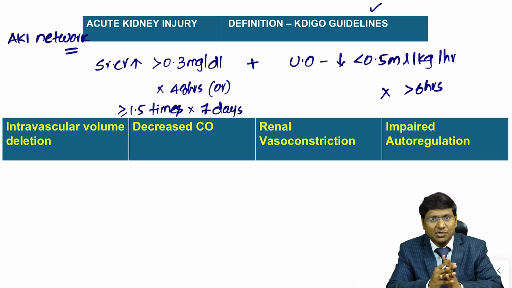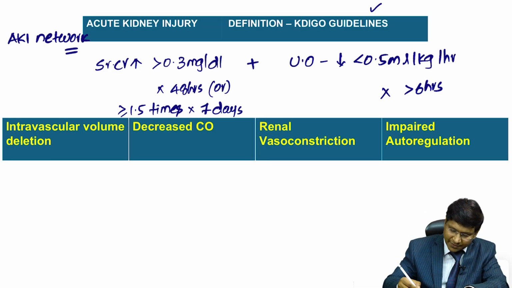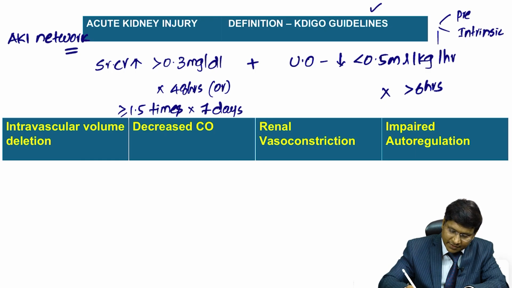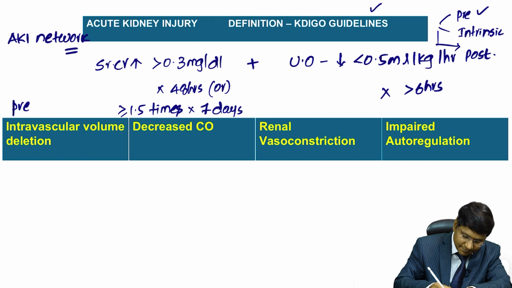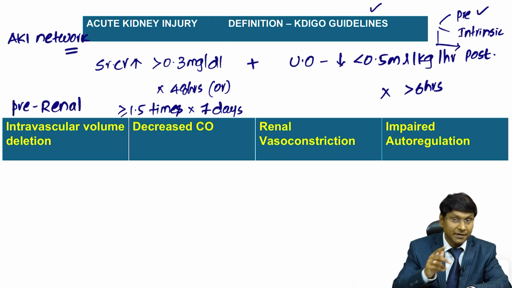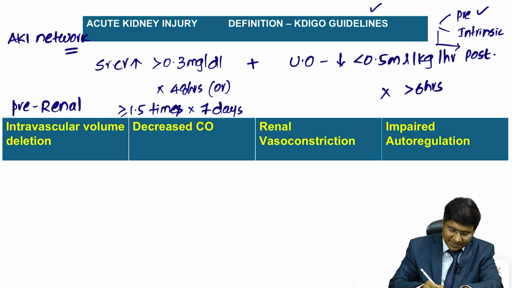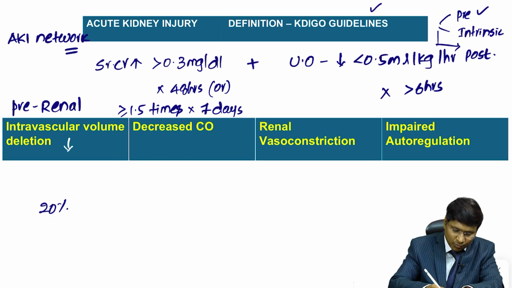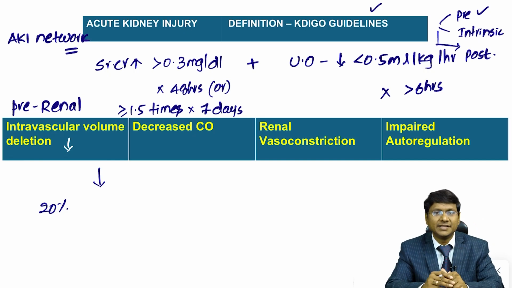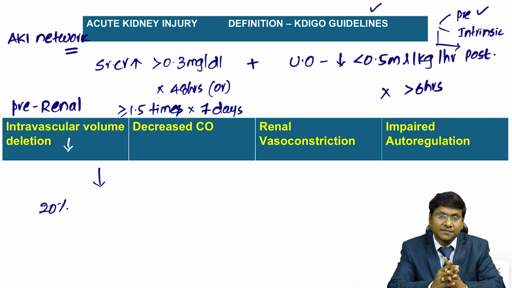Now, if you take the etiology of acute kidney injury, we classify that into pre-renal, then intrinsic renal, then post-renal, right? Pre-renal, intrinsic renal and post-renal. Now, what do you understand by the word pre-renal? The word pre-renal means the perfusion to the kidney is reduced. Normally, the kidney will receive 20% of the cardiac output. So any condition which is decreasing the intravascular volume will decrease the renal perfusion, and that will result in the pre-renal type of acute kidney injury.